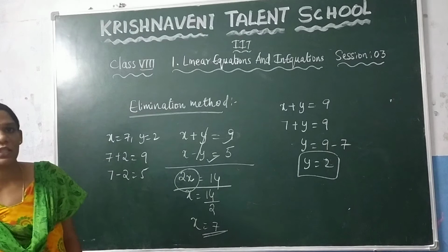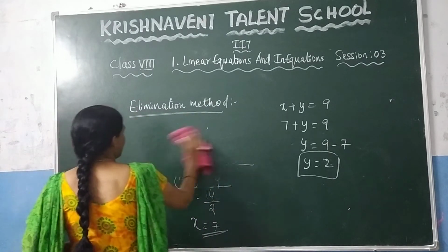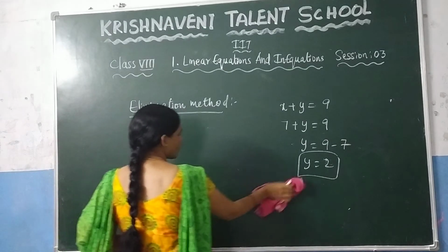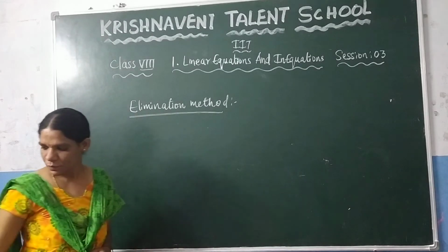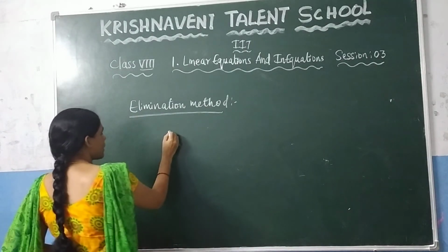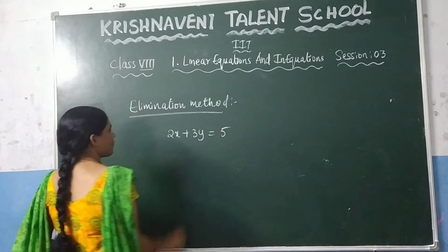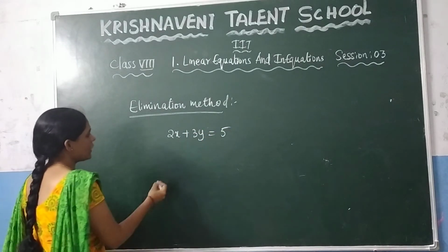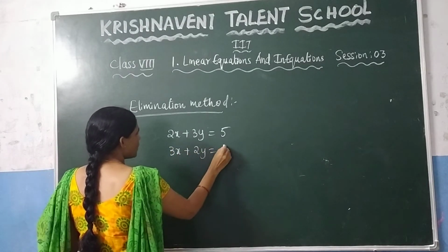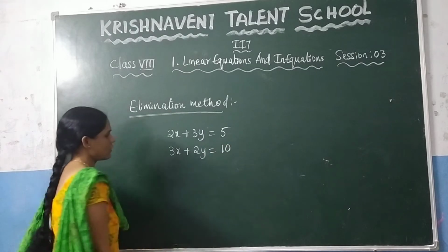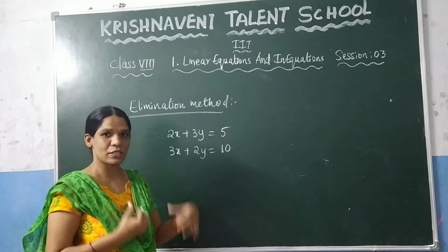Now see one more example to solve by using the elimination method. So here consider 2x plus 3y is equal to 5, and consider one more linear equation, which is 3x plus 2y is equal to, let us consider some value, which is 10. You need to find the value of x and y by using the elimination method.